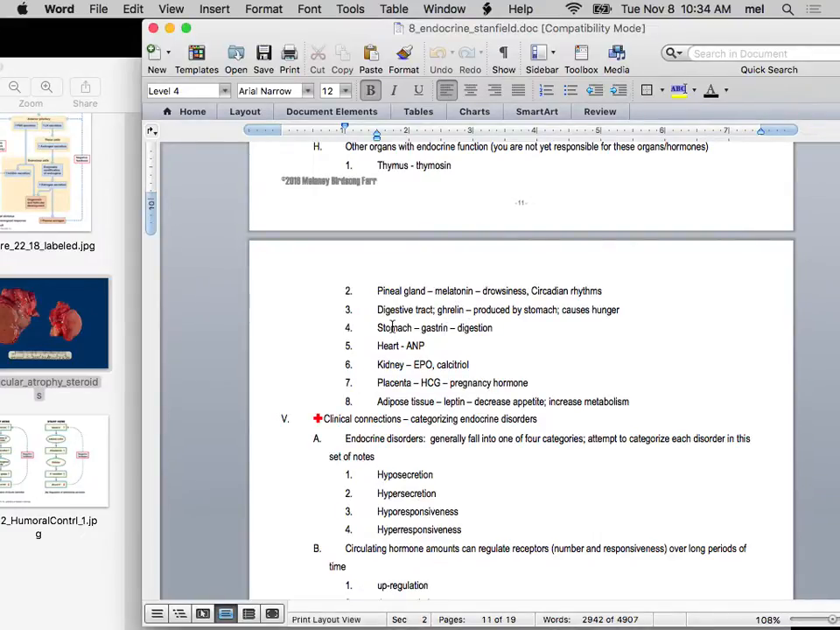The digestive tract produces ghrelin, which makes a lot of sense because you produce it when your stomach's growling. It is actually the hormone that's responsible for hunger. The stomach produces gastrin, which helps with digestion.